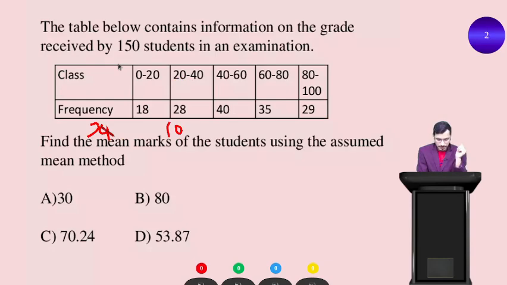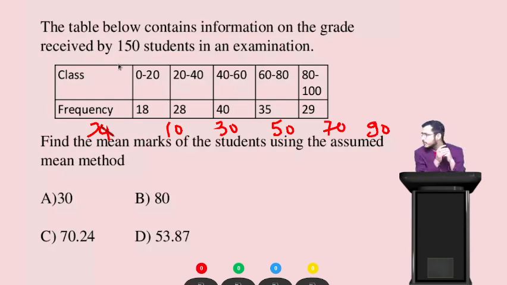10, here 30, here 50, and 70, and in this case 90. So you can see xi is 10, 30, 50, 70 and 90, and the frequencies are 18, 28, 40, 35 and 29. So you can use the direct method here.